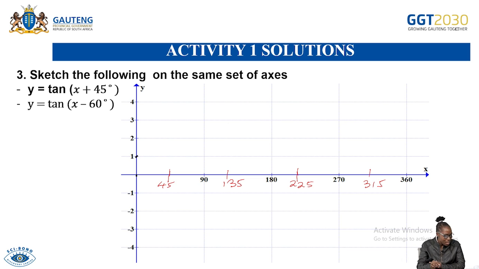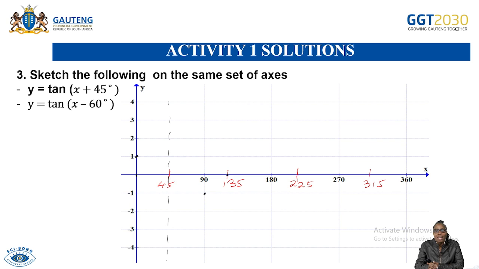When my x is 45, what will be the y? When my x is 45, the y will be undefined. I will have my asymptote over there. I'm showing my asymptote with a broken line vertically down. And when it is 90, what is my y value? My y value at 90 is negative 1. The point is over there. When it is 135, what is my y? It's 0. The point is over there.